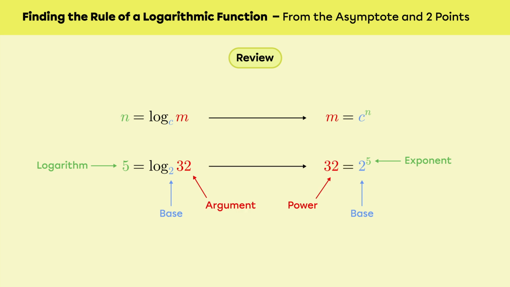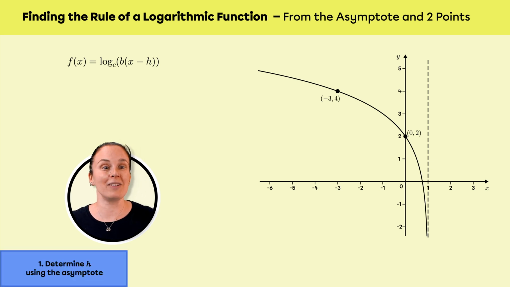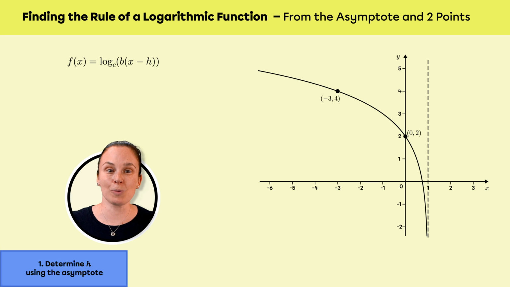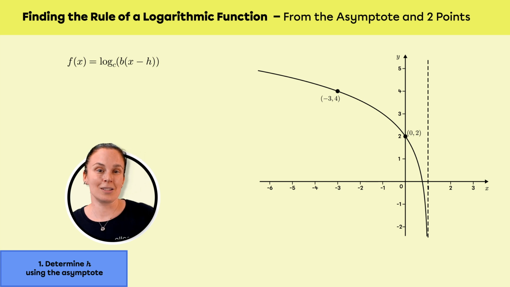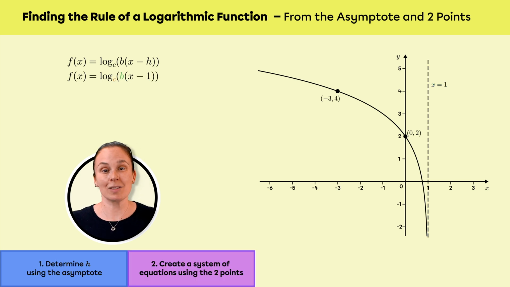Let's do an example. Let's find the rule of the logarithmic function graphed on the following Cartesian plane. The curve passes through the points (-3, 4) and (0, 2). Step 1 is to determine the value of parameter h, which corresponds to the asymptote. Since the asymptote is at x = 1, h is 1. Replace it in the rule. There are two parameters left to find, c and b.